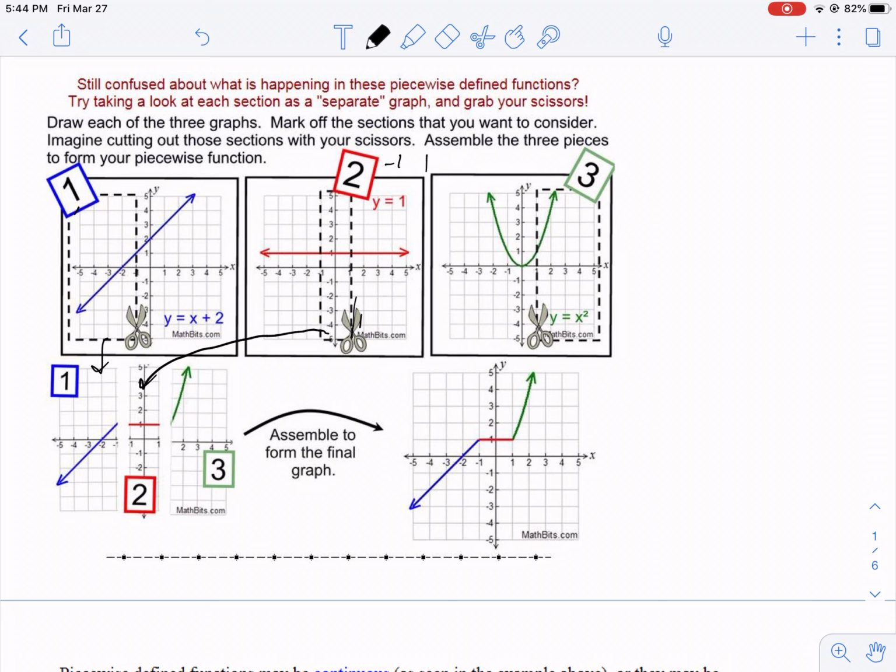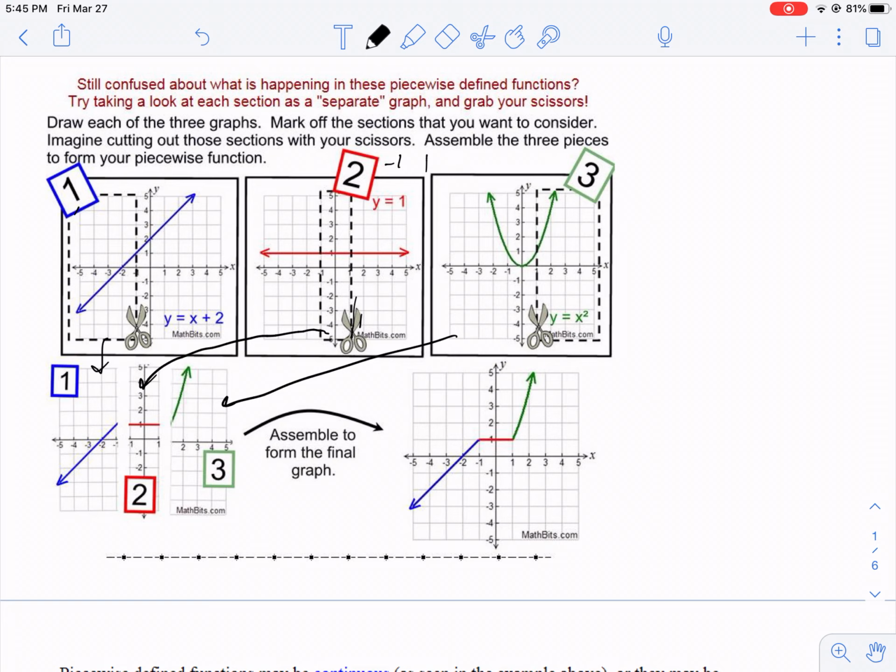And then the third piece was the parabola y equals x squared, graphed in green, but they only wanted the piece where x was greater than or equal to 1, so they cut out the part of the graph that had x values from 1 up, and they put that over here. And then they showed you where they glued the graph paper together, and that's how they got the graph with the red, the green, and the blue on it.